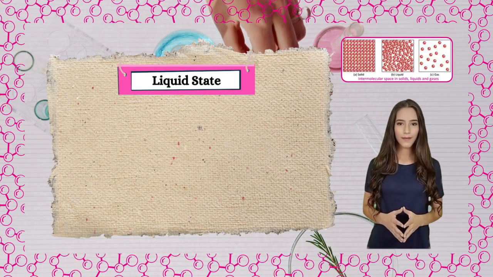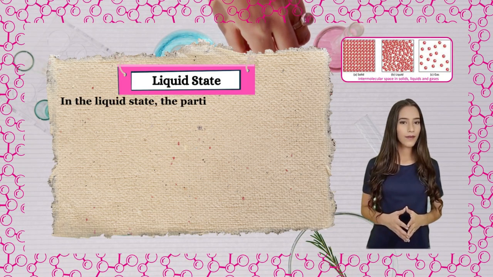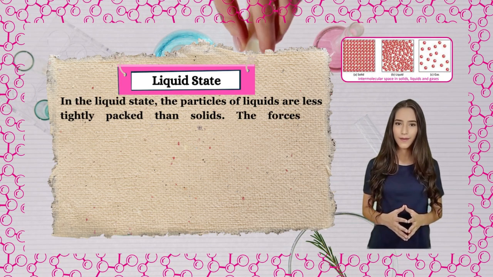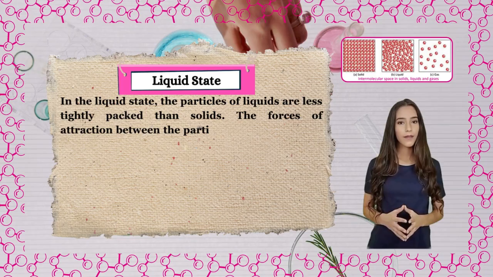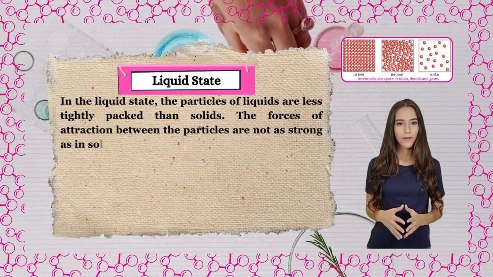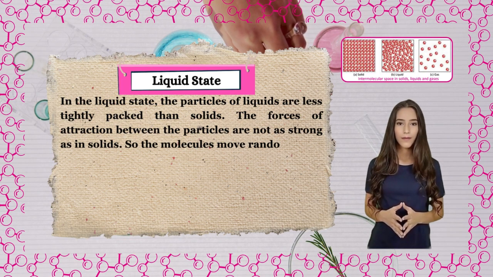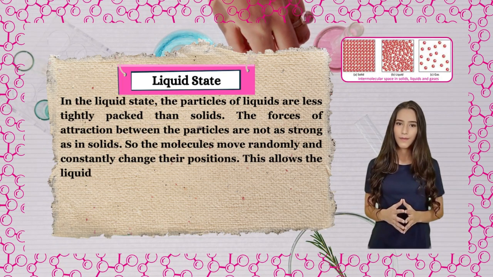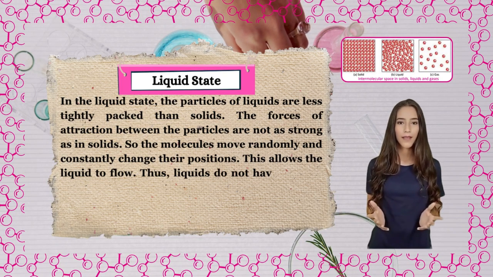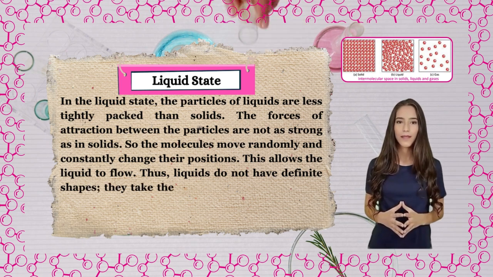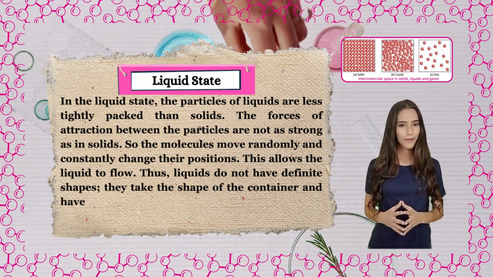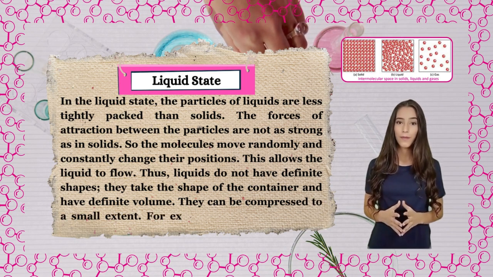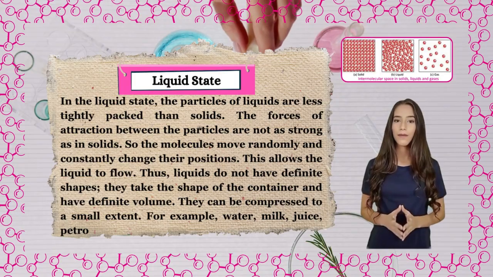Liquid state. In the liquid state, the particles of liquids are less tightly packed than solids. The forces of attraction between the particles are not as strong as in solids. So the molecules move randomly and constantly change their positions. This allows the liquid to flow. Thus, liquids do not have definite shapes, they take the shape of the container and have definite volume. They can be compressed to a small extent. For example, water, milk, juice, petrol, etc.